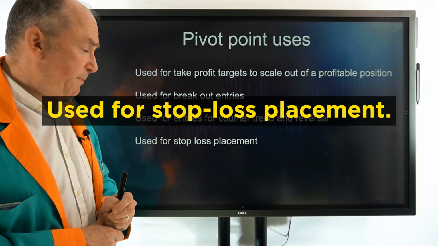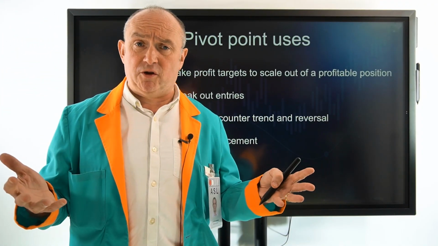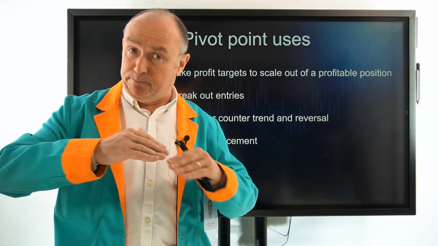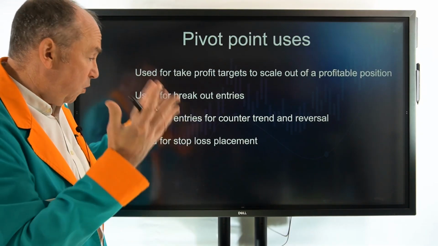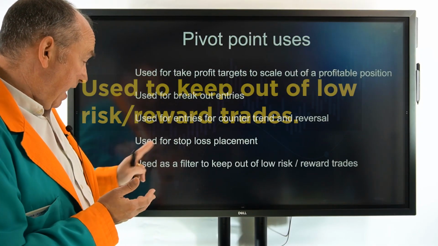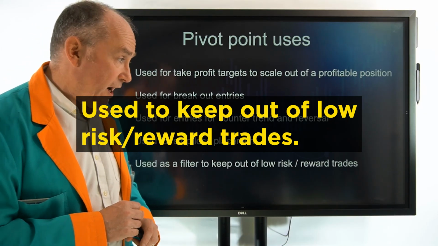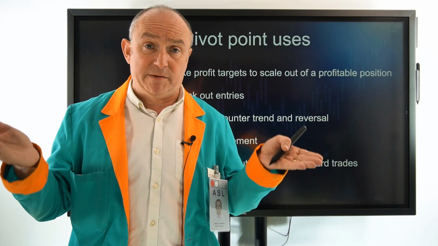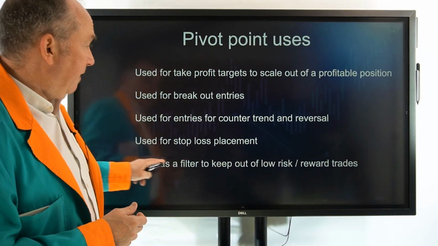Used for stop loss placement. A lot of traders struggle with stop loss. If you're struggling with stop loss, keep it simple. Just use potentially a price above or below the S1 or S2 or S3 or whatever it is. And used as a filter to keep you out of low risk reward trades. Basically, you don't want to be taking a trade straight into a key level of support or resistance, or one of these R1s or R2s or what have you.